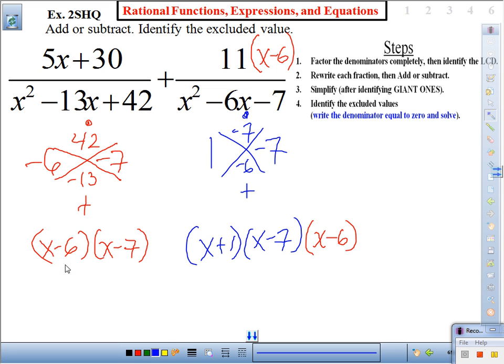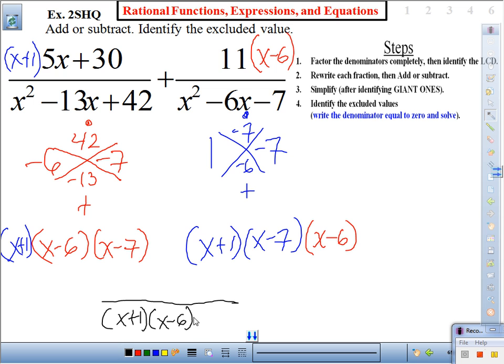So we need to make this one look like this one. What does this one need from over here? X plus 1. There it is. Hold on. Last thing before you go. So now we have a common denominator. We write these all together: (x plus 1)(x minus 6)(x minus 7). And then we distribute whatever that trinomial is, plus whatever this is distributed. And then we simplify, factor, and simplify again.